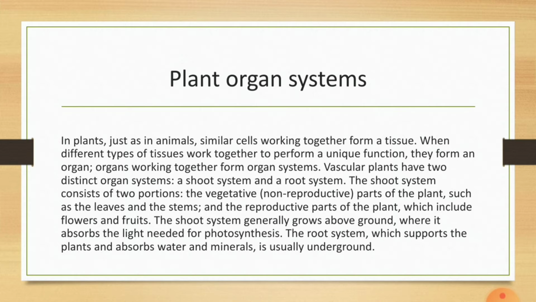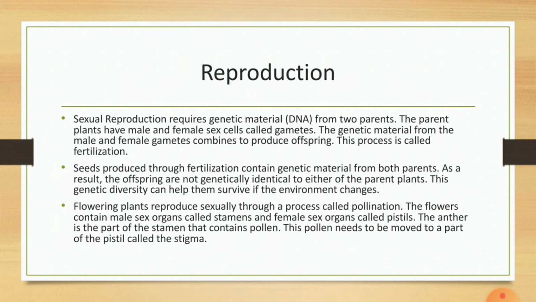The shoot system consists of two portions: the vegetative, non-reproductive parts of the plant, such as the leaves and the stems, and the reproductive part of the plant, which includes flowers and fruits. The shoot system generally grows above ground, where it absorbs the light needed for photosynthesis. The root system, which supports the plants and absorbs water and minerals, is usually underground.